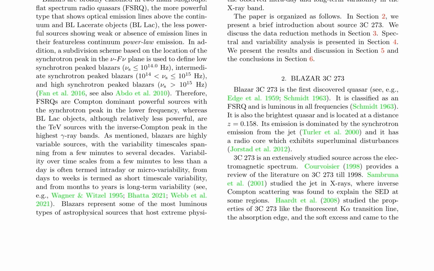The organization of the paper is as follows. Section 2 provides an introduction to source 3C273. Section 3 discusses data reduction methods. Section 4 presents spectral and variability analysis. Section 5 presents the results and discussion, and Section 6 concludes the paper.